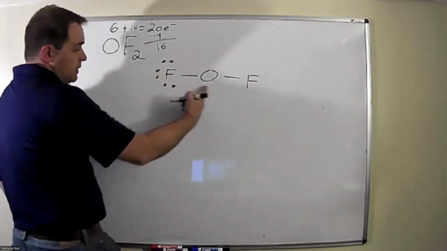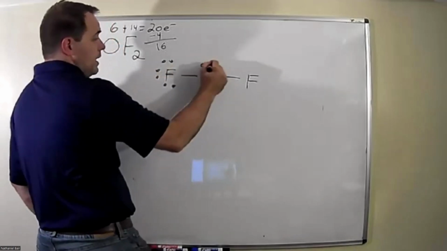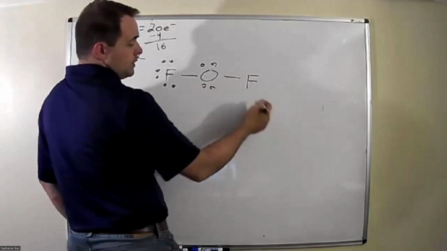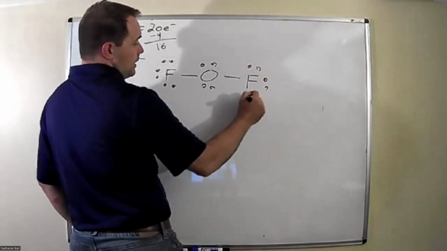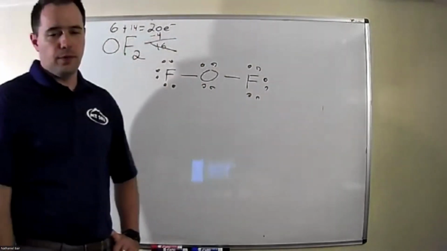Now that's happy. This oxygen sharing 4 needs 4 more. So it's 2, 4, 6, 8, 10. Now that's happy. This fluorine sharing 2 needs 6 more. 12, 14, 16. I used all my electrons. There's my Lewis structure for OF2.